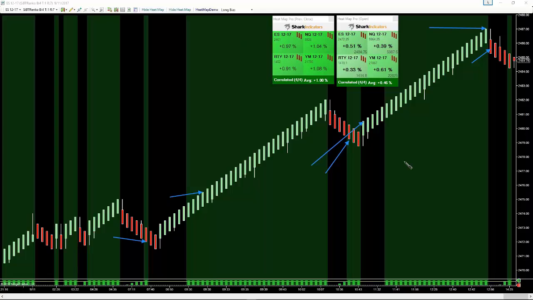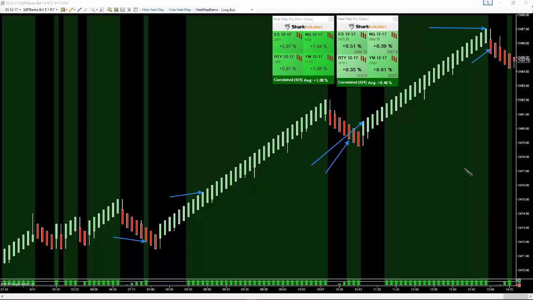So that is an example of how HeatMap Pro can help you stay on the right side of the trend. With those two HeatMap Pros, as green as they were and as strongly correlated with those markets, it is the best sign for me, because I am a counter trend trader at times, but that is when I would not try to sell the high or buy the low.